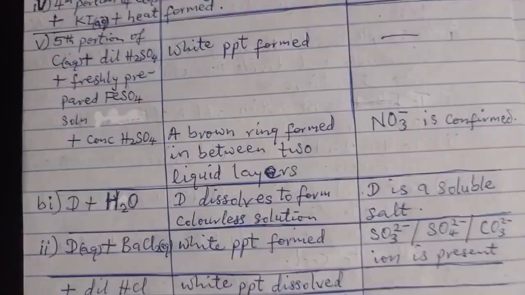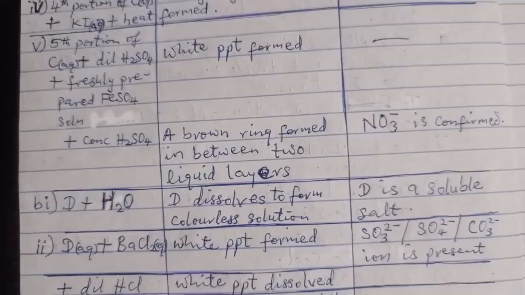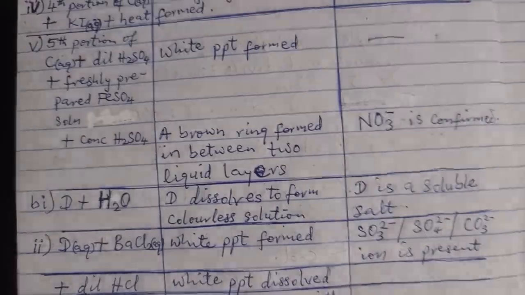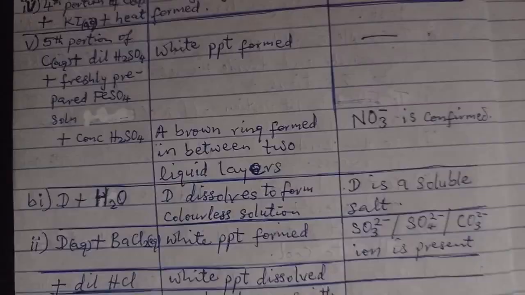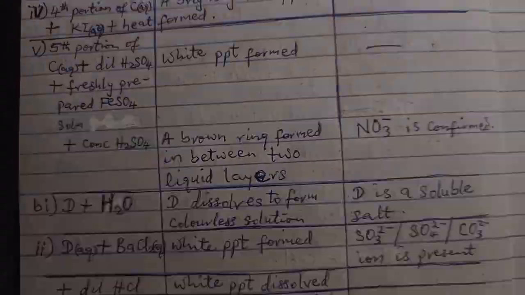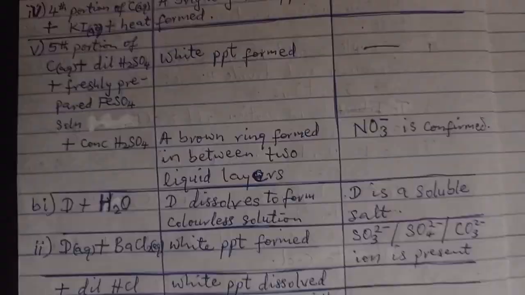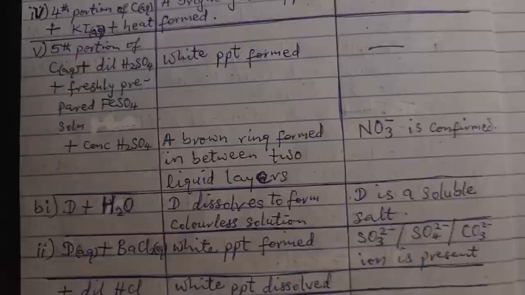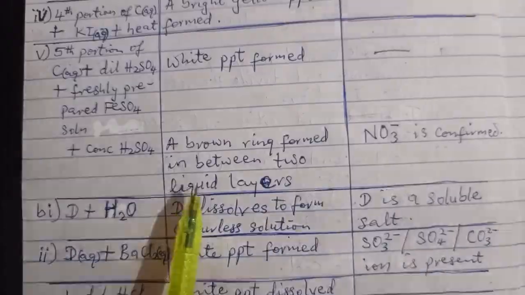When you do that, you see that a brown ring will form in between the two liquid layers. The first layer of FeSO4 that was inside that H2SO4 in the tube will separate out by adding concentrated H2SO4. It will separate out. In the middle, you see something like a ring.